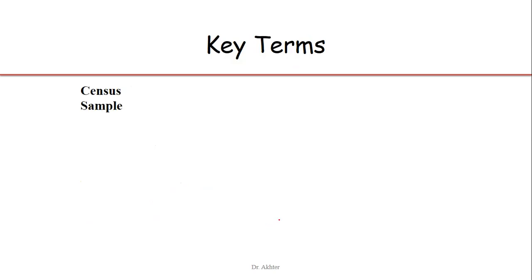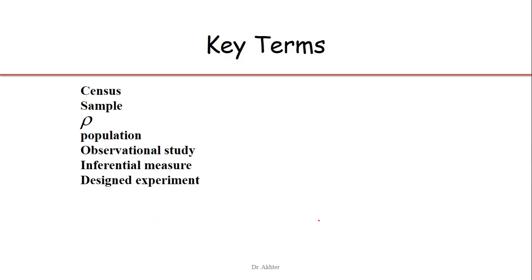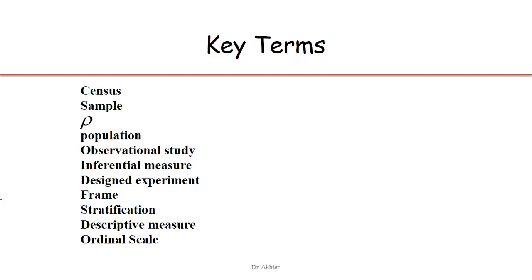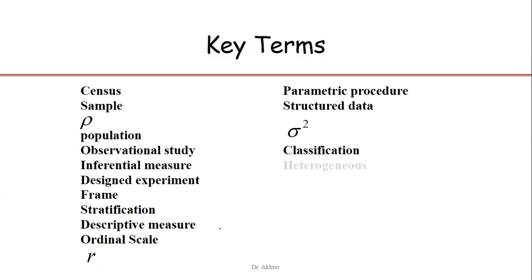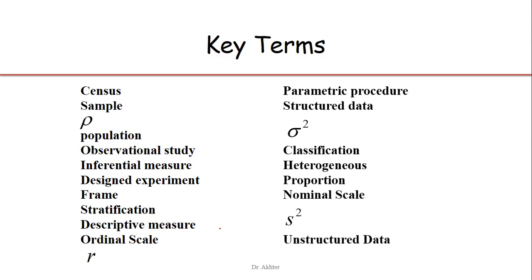In this presentation, we studied census, sample, population correlation, the population itself, the observational study, inferential measures, design of experiment, the frame, stratification, descriptive measures, ordinal scale, sample correlation, parametric procedure, structured data, population variance, classification, heterogeneous data, proportion, nominal scale, sample variance, unstructured data.